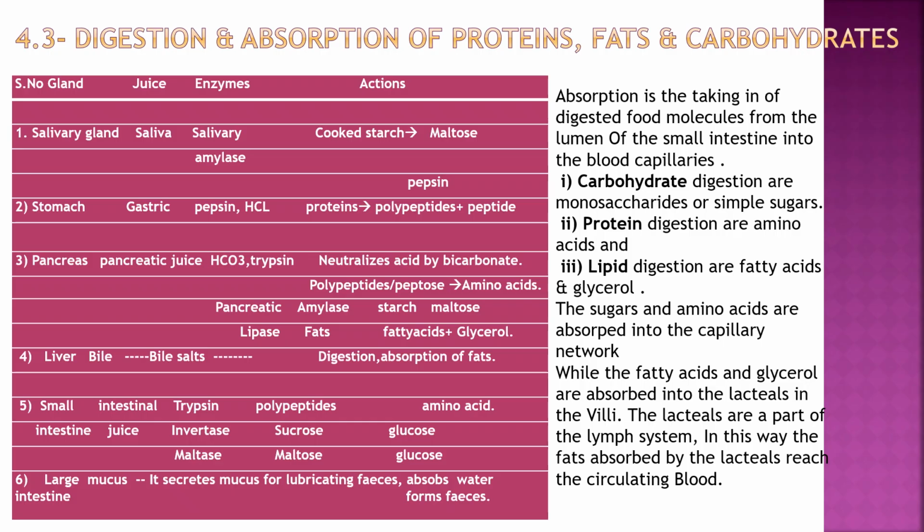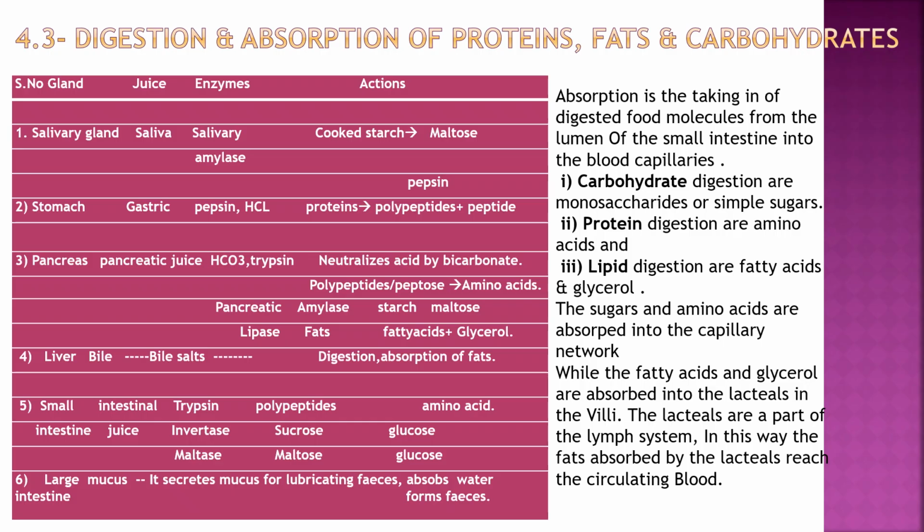Then in the pancreas, pancreatic juice is there, which contains trypsin, bicarbonate, pancreatic amylase, and lipase. Trypsin converts polypeptides and peptones into amino acids, pancreatic amylase converts starch into maltose, and lipase converts fats into fatty acid plus glycerol. In the liver, bile juice is there, which contains bile salts that help absorption of fats.